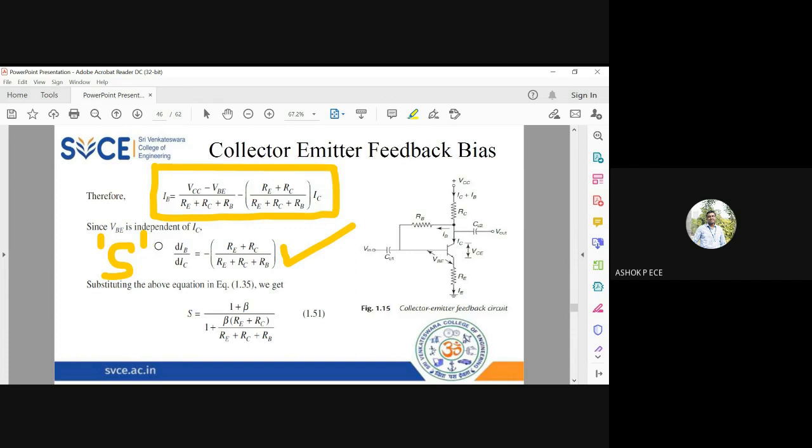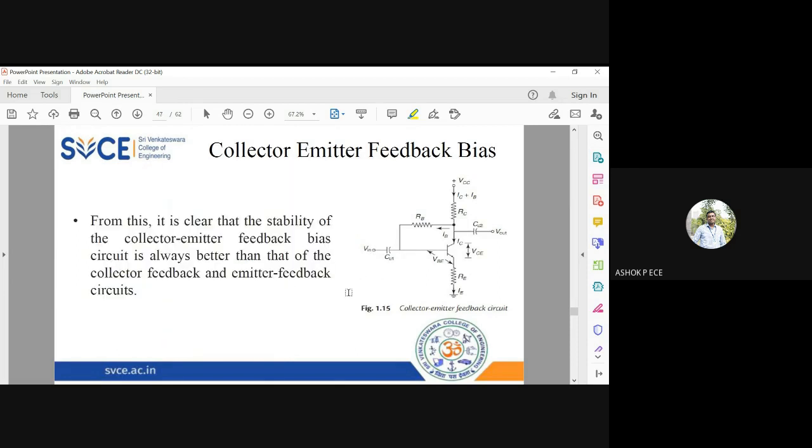In all the biasing circuits, one common thing you find is this expression dIB by dIC, because the stability factor involves it. The formula for stability factor is S equal to (1 plus beta) by (1 minus beta into dIB by dIC). What we have got here is minus of this term, so minus of minus becomes plus. The (1 plus beta) by (1 plus beta into this entire term) will come here. This is the expression for stability factor in collector emitter feedback bias.